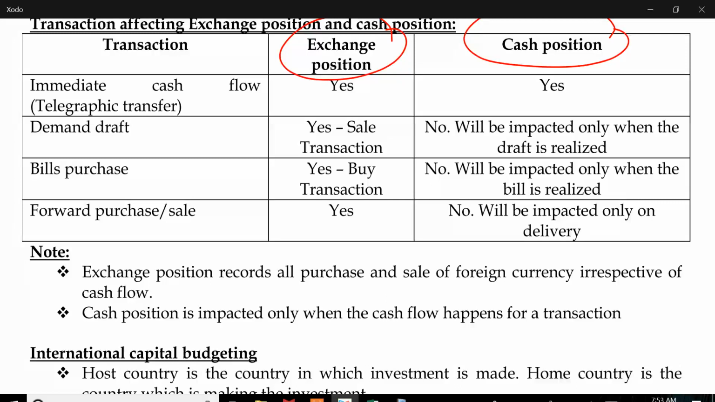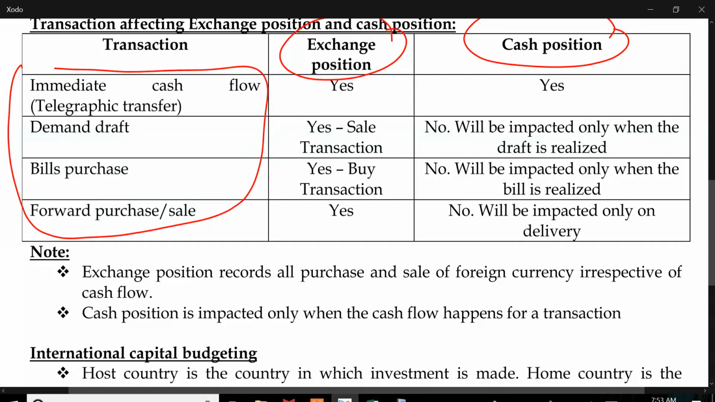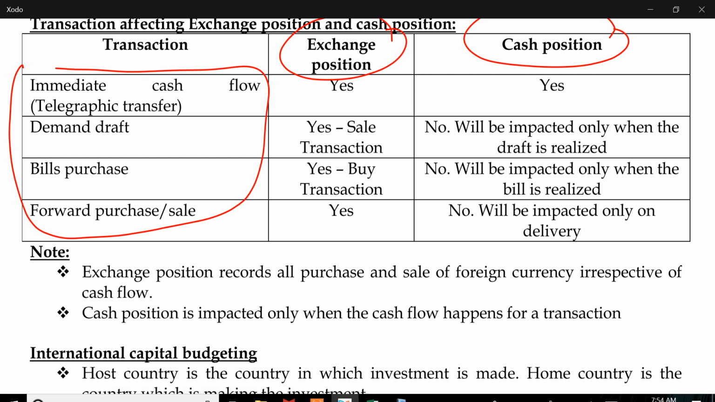Now there are four transactions which can affect a foreign currency position in a bank. One is cash flow, telegraphic transfer. If I call my bank and say, please pay $50,000 to a supplier in US, the bank will make the payment. The moment it makes the payment, its cash position, that is its dollar, will come down. The exchange position will also get impacted. Exchange position is cash position plus or minus future payables and receivables, all put together. All risk put together is reflected in exchange position, so something that impacts cash position will also impact the exchange position.